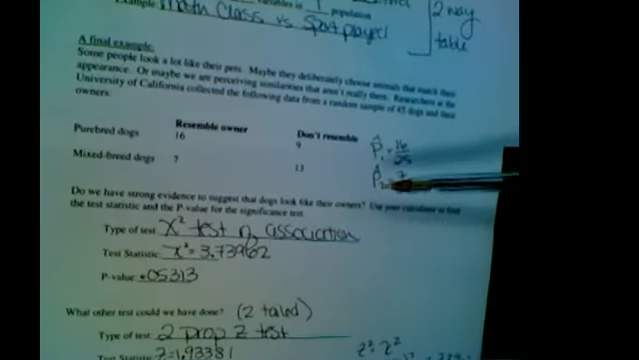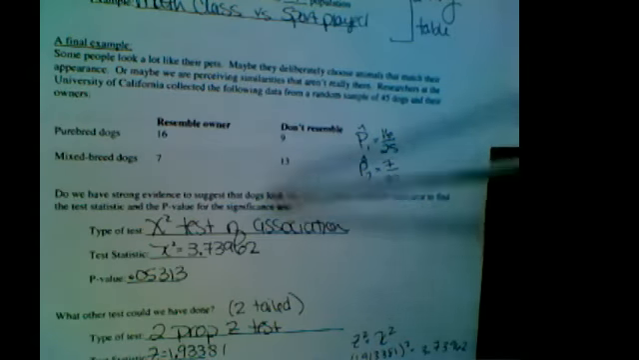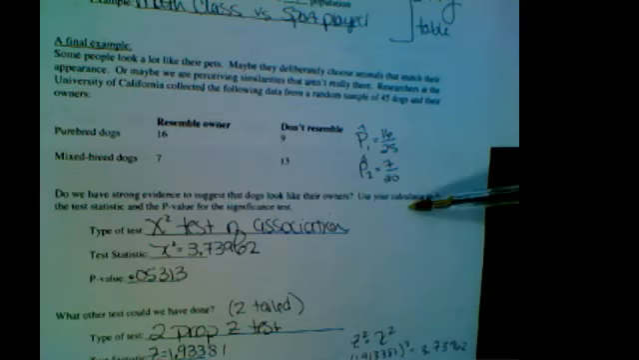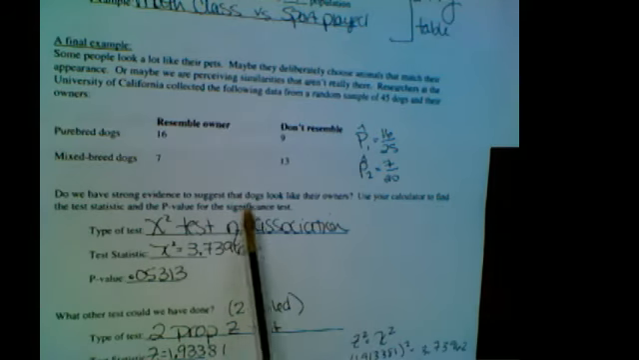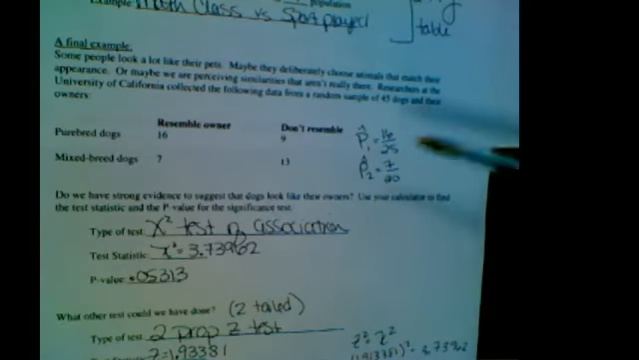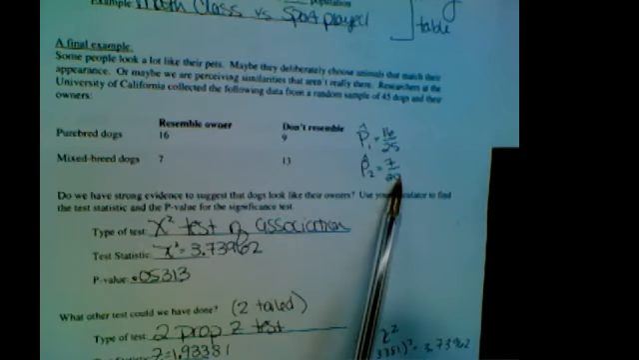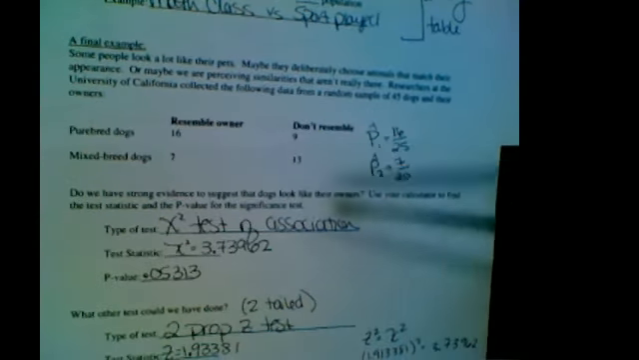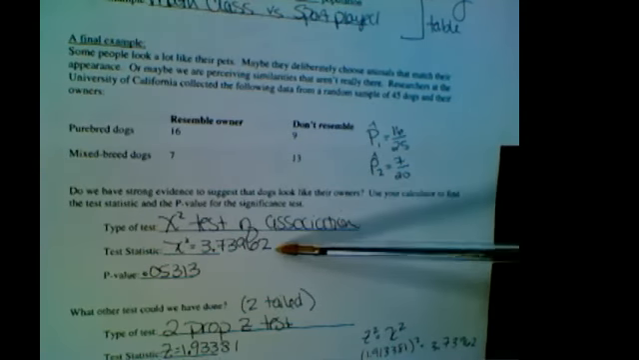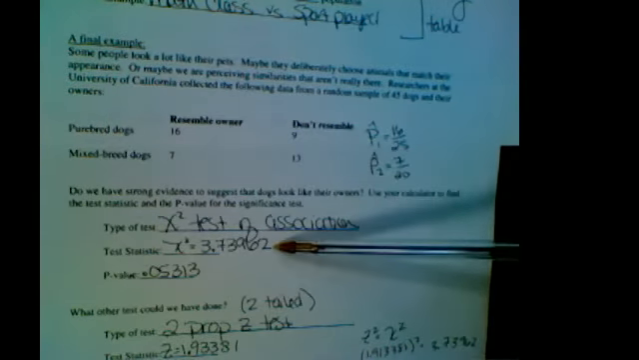If I give you guys this final example, read this quickly. Pause it because I'm going to move on. Do we have strong evidence to suggest that dogs like their owners? What type of test was this? Well, I'm seeing a table. I'm seeing that I have a population of dogs, and I have 2 variables. So I know that this is a chi-squared test of association, and I'm going to put this in my matrix really quick, see if I get that chi-squared value and that p-value out.